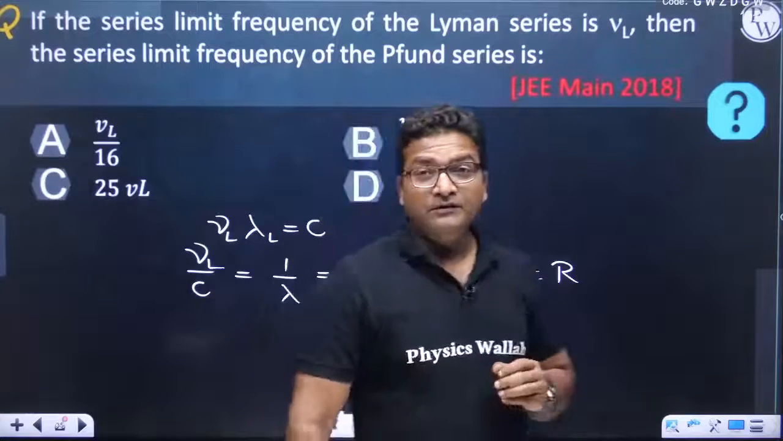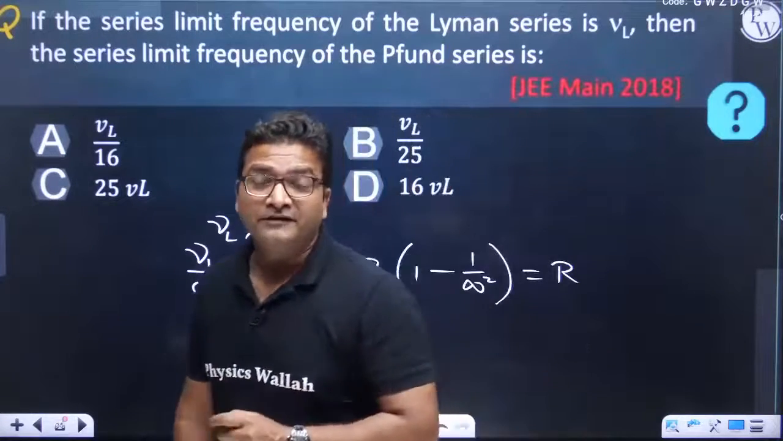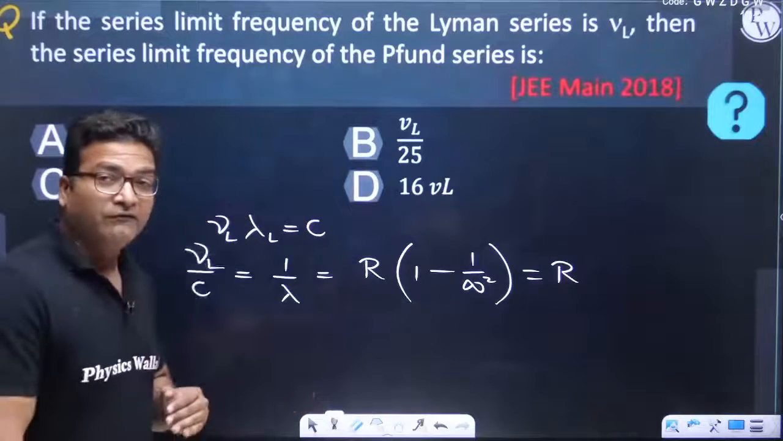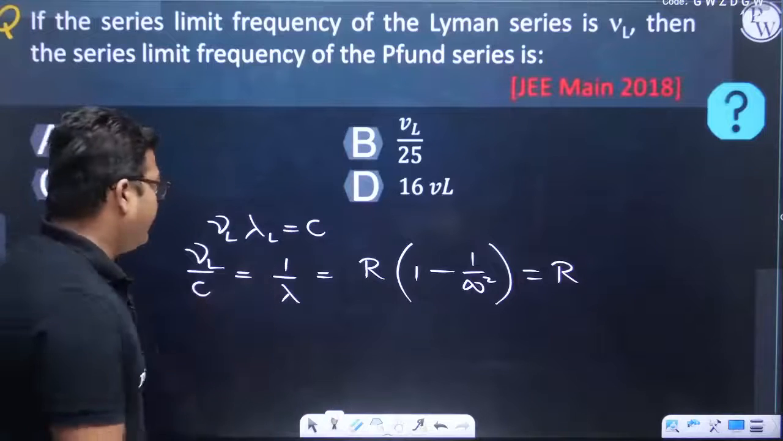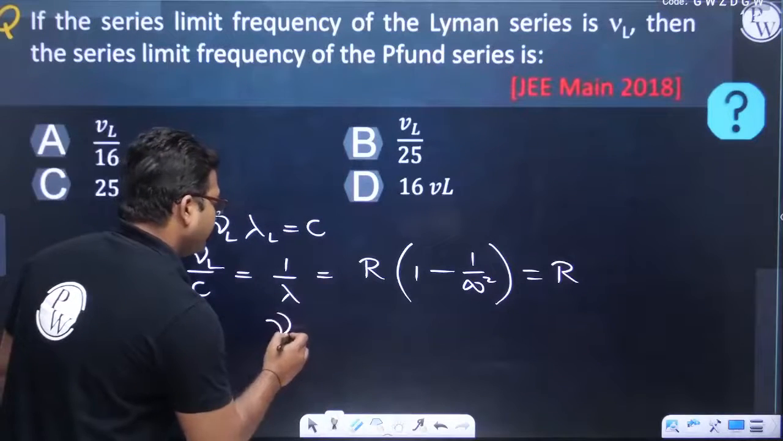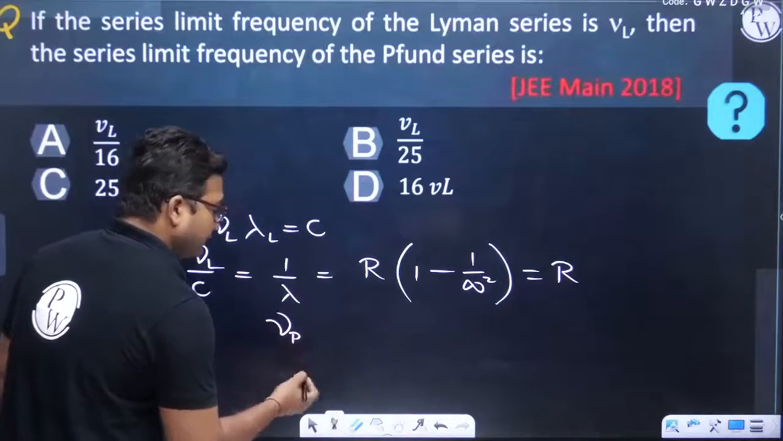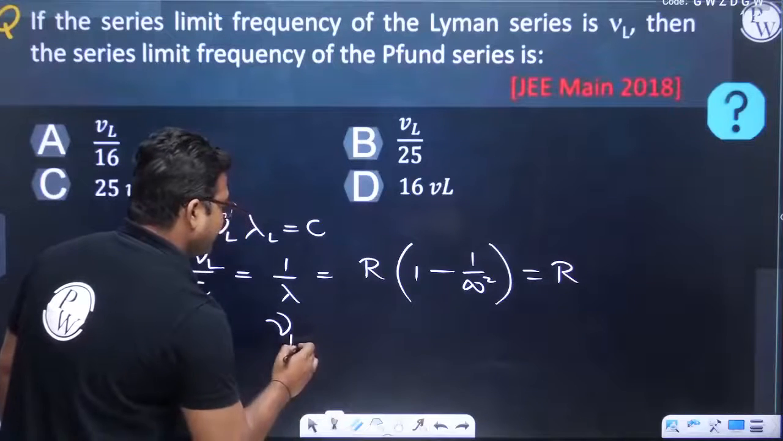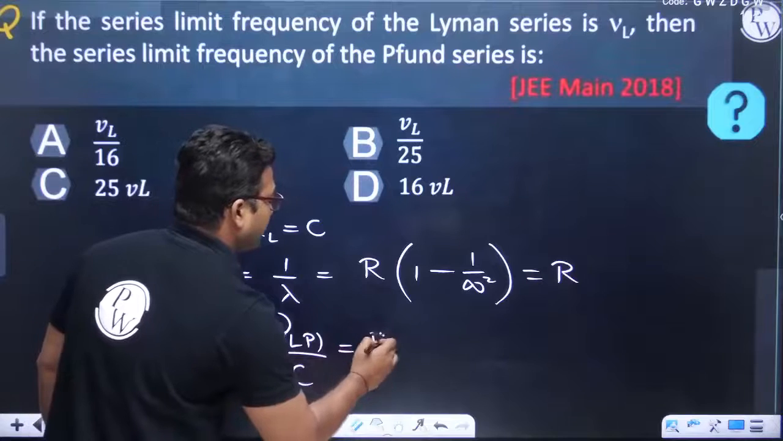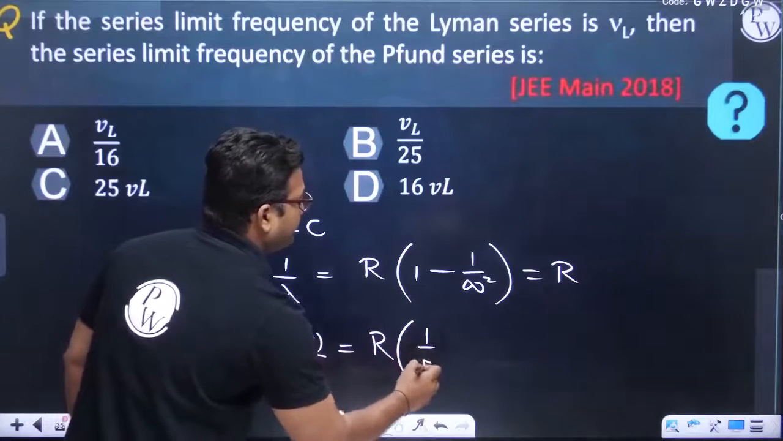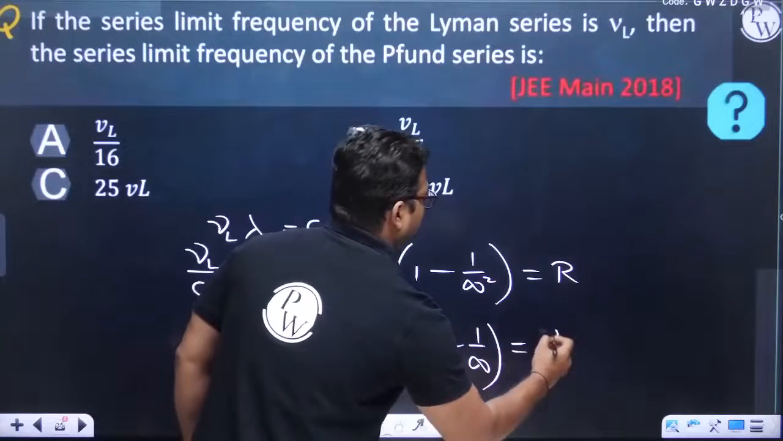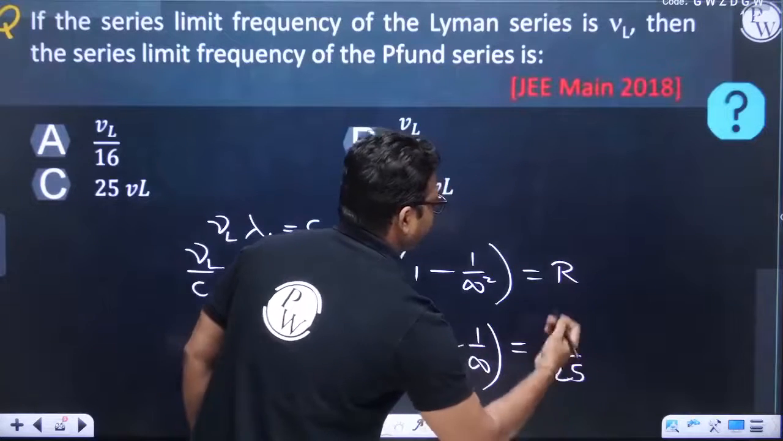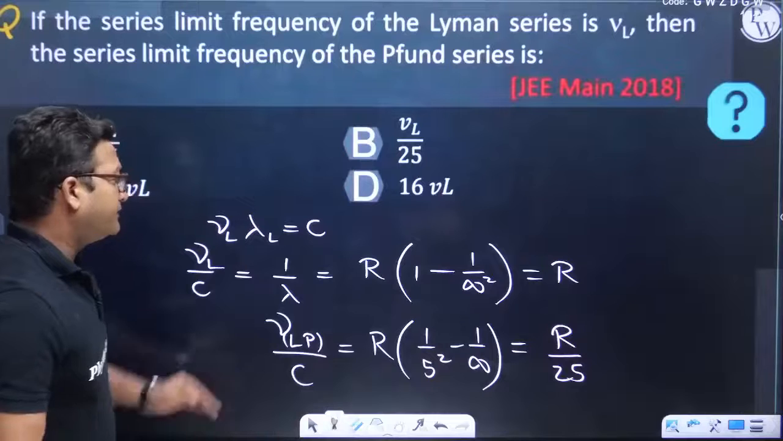I think you remember the Pfund series means coming back to n equals to 5. And if you come back to n equals to 5, you have frequency of Pfund series limit frequency of Pfund series divided by C equals to R and 1 by 5 square minus 1 by infinity. So you get R by 25. Okay. And let us divide these two.